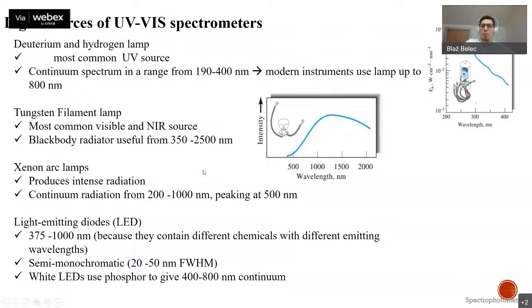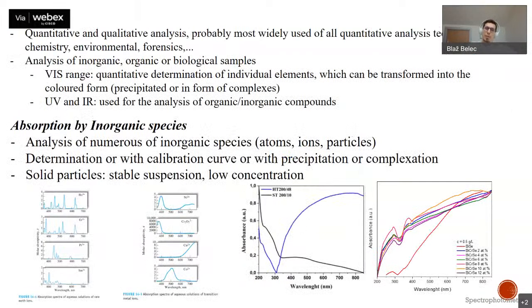So because of that, we also need to know the specification of the lamps. If we need a different lamp than the one already installed, we just change it, or some instruments already have different lamps installed inside, and we just choose the right one for our sample. So with UV-Vis spectroscopy, we can quantitatively and qualitatively analyze a really broad spectrum of materials: from ions, organic species, inorganic species, complexes, and so on.